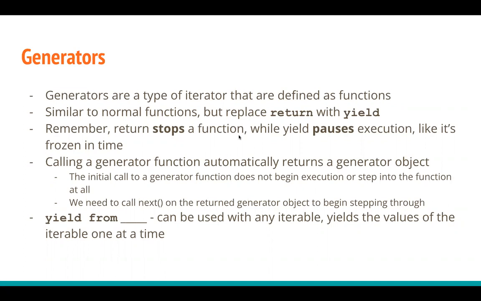The initial call to a generator function doesn't begin execution or step into the function at all. We need to call next on the returned generator object to begin stepping through. So that's another nuance to remember. Finally, yield from can be used with any iterable, and that'll yield the values of that iterable one at a time.